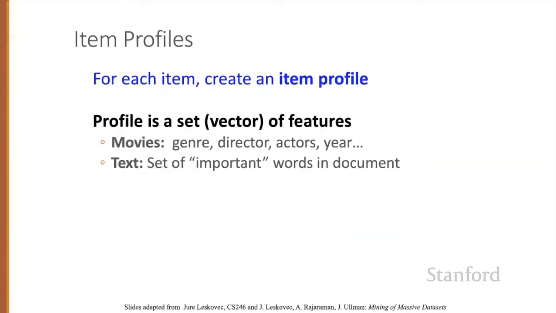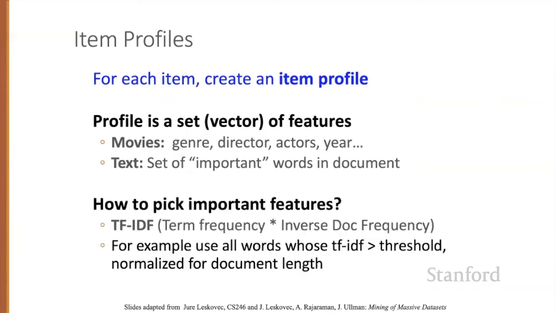So we'll need to create a profile for each item, a vector of features. For example, for movies, a typical feature could be genre, director, actors. For text, we use sets of words. How do we pick out these features? We set some by hand, for example, using our knowledge about movies to suggest that genre is important. Others we can learn automatically.